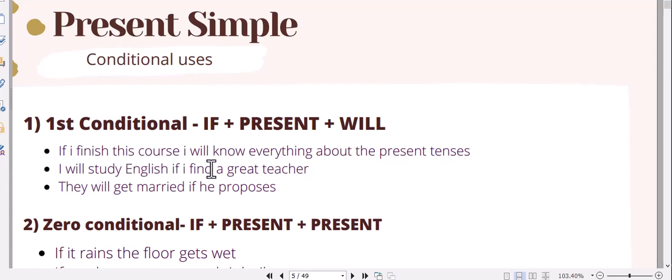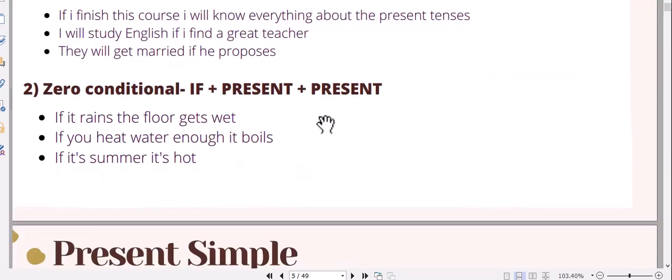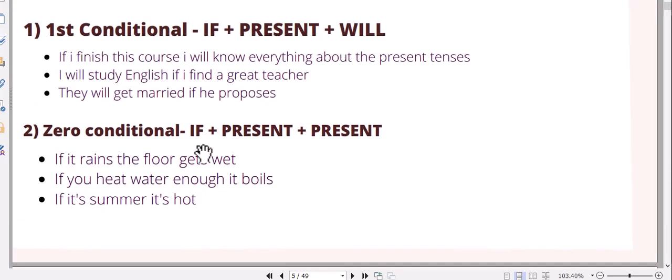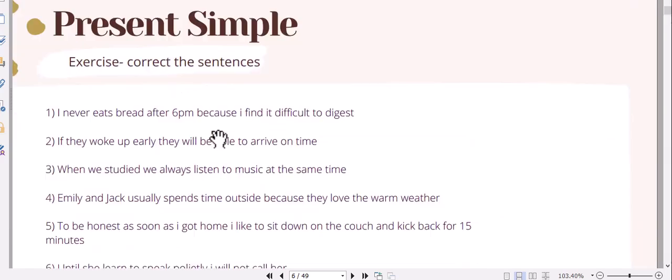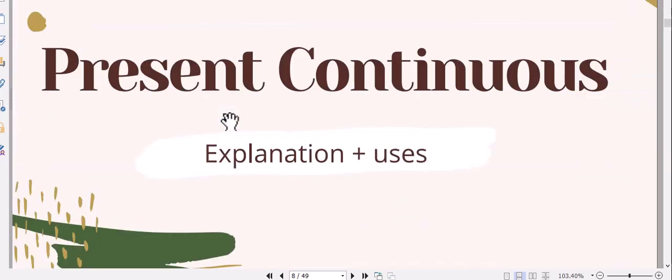If I finish this course, I will know everything about the present tense, and I hope that. So here we use the present plus will, or I will study English if I find a great teacher. Okay? And the zero conditional also. So for the first and zero conditional, we use the present simple. If it rains, the floor gets wet. If you heat water enough, it boils. Okay? And we have some exercises. I'm going to send them to you.